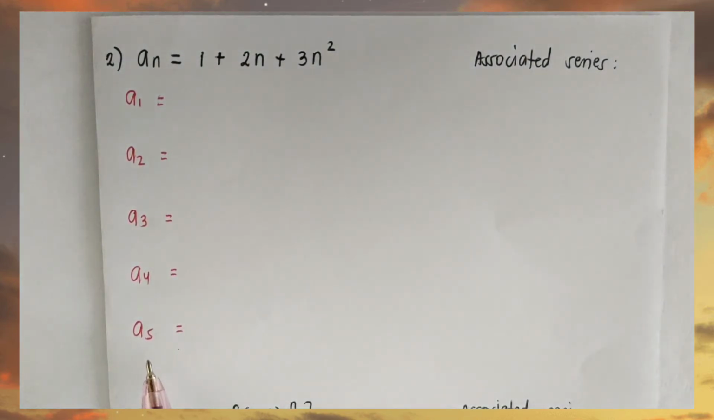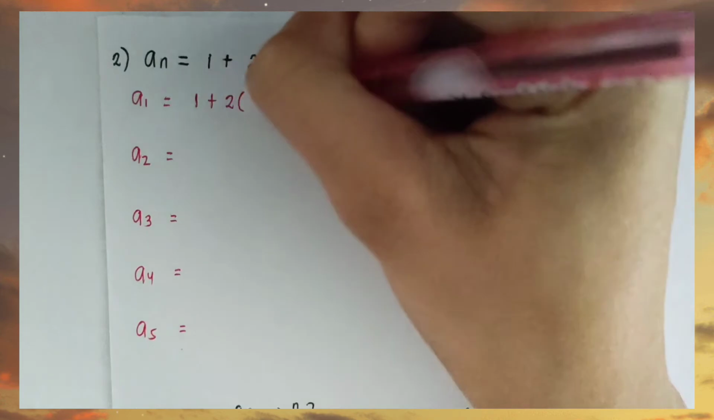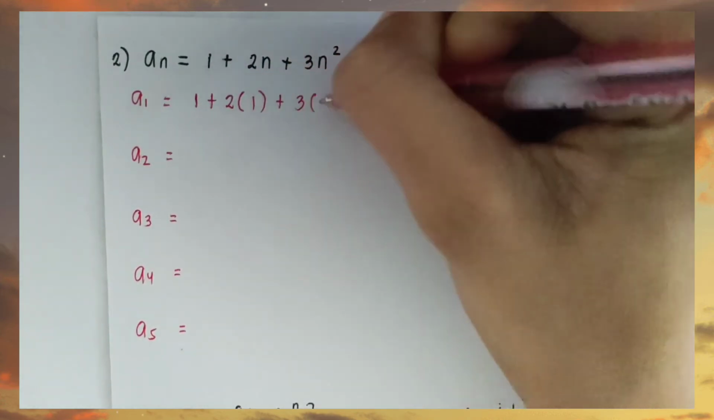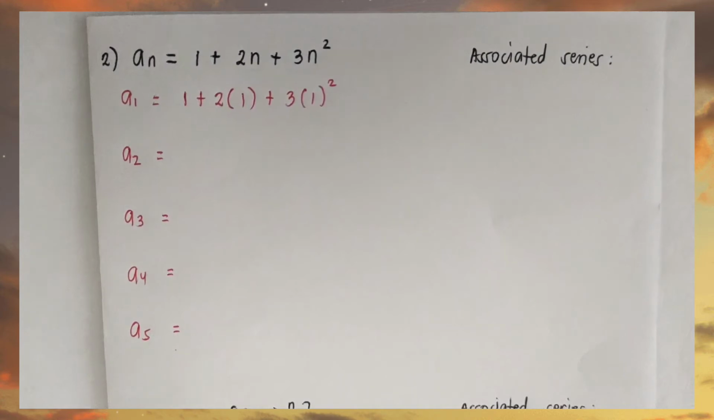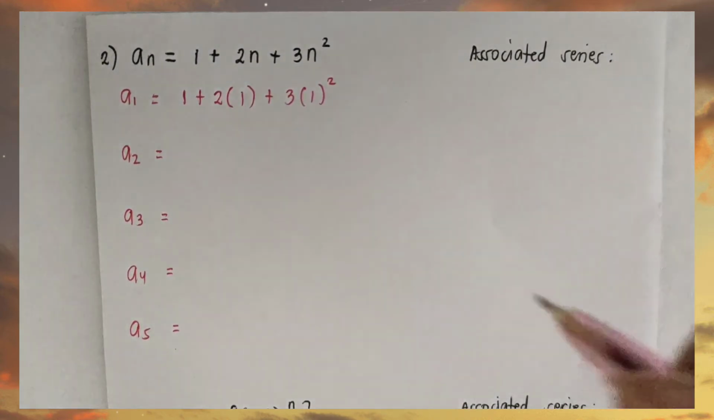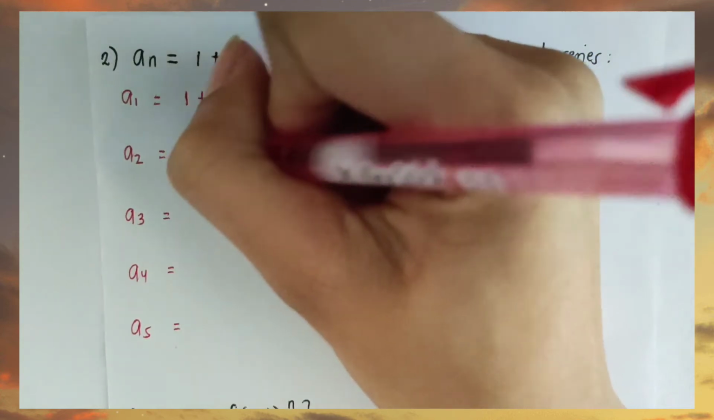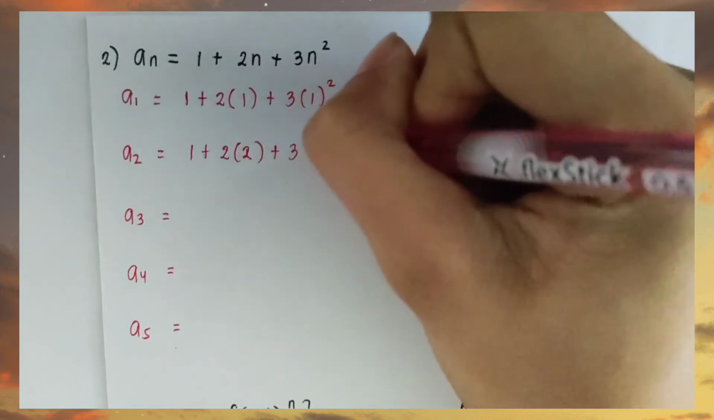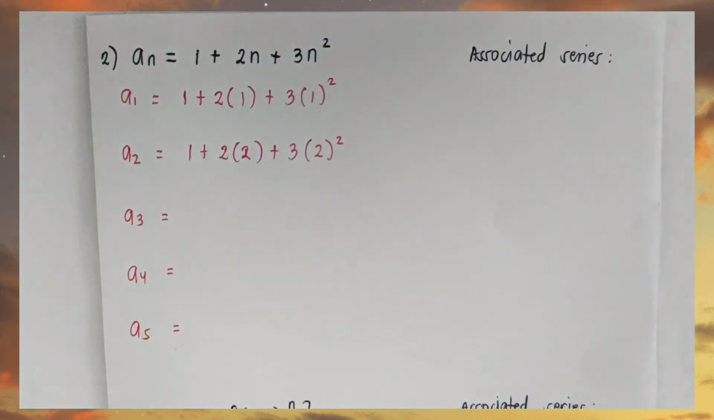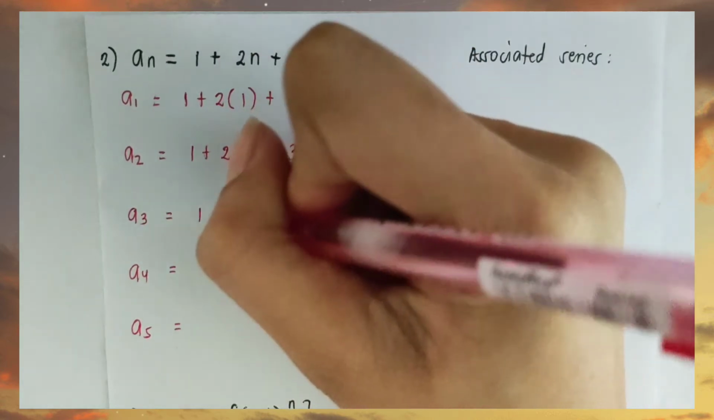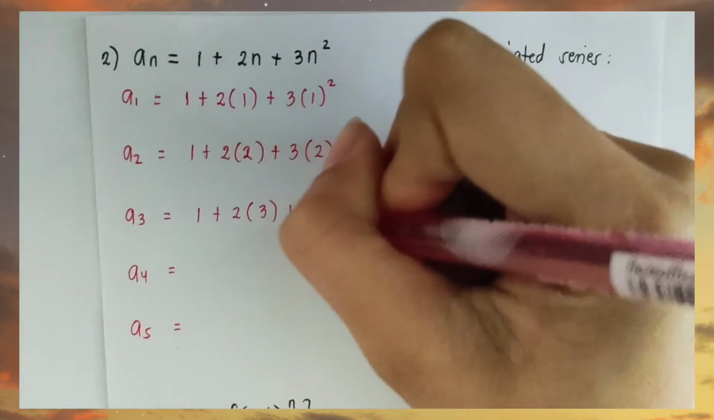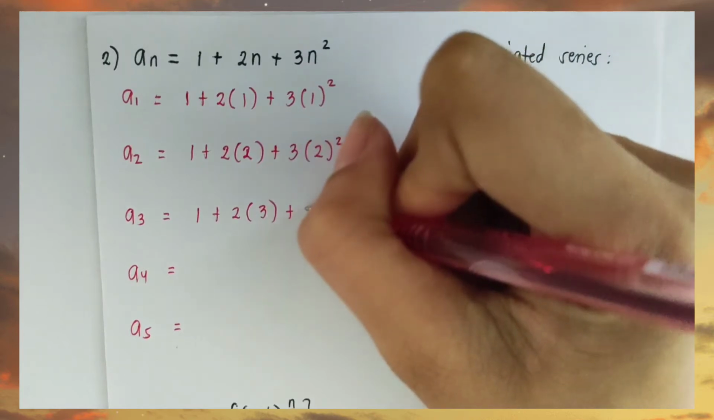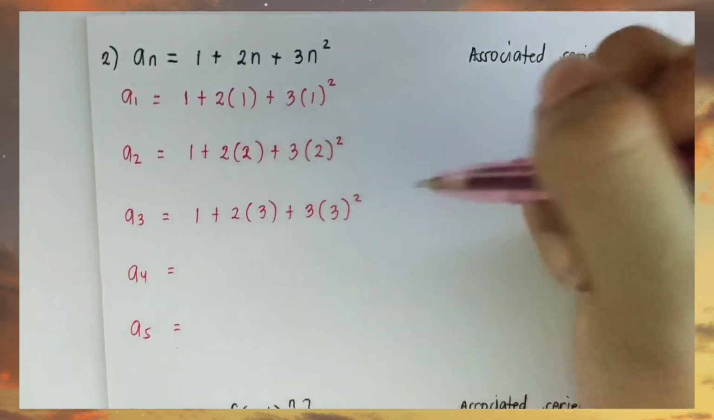All the subscripts will be substituted to our n here. So let us write 1 plus 2 times 1 plus 3 times 1 squared. Can you follow? Next, for A sub 2, 1 plus 2 times 2 plus 3 times 2 squared. Next, 1 plus 2 times 3 plus 3 times 3 squared.